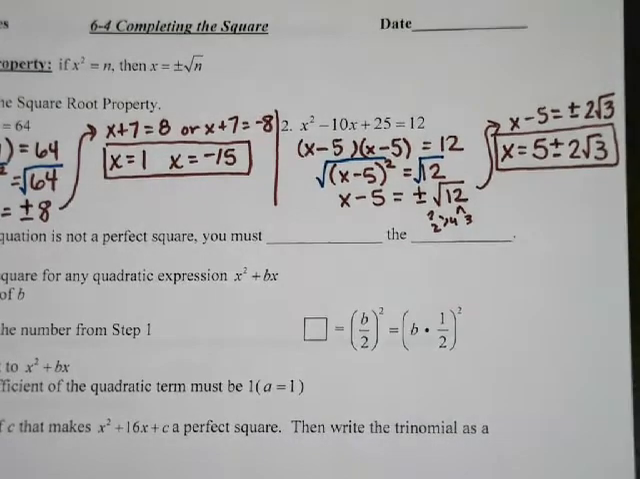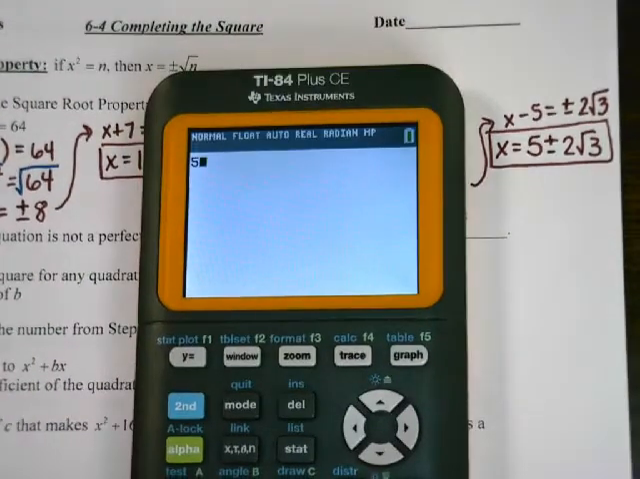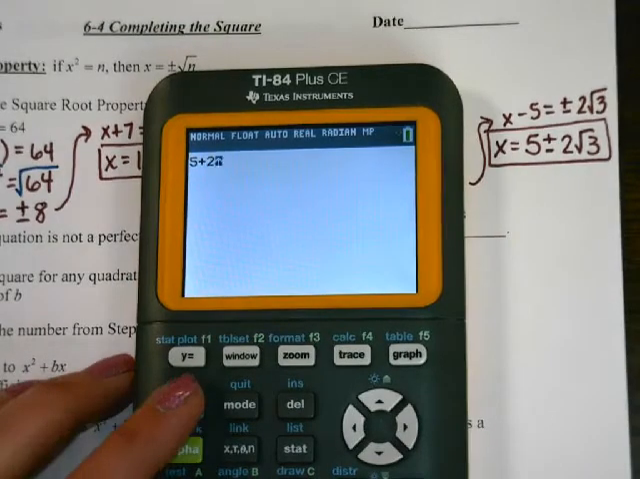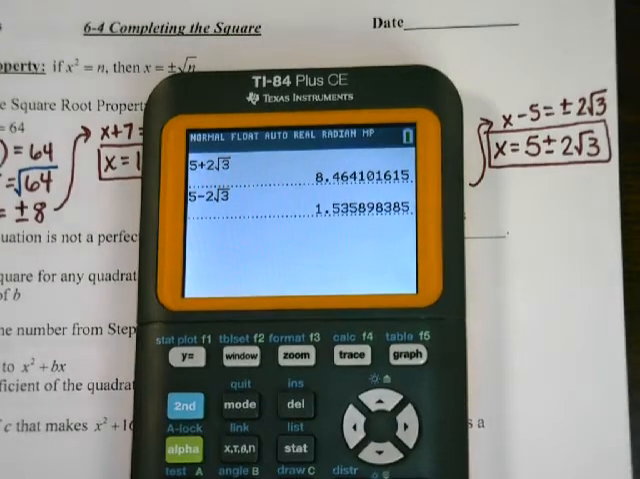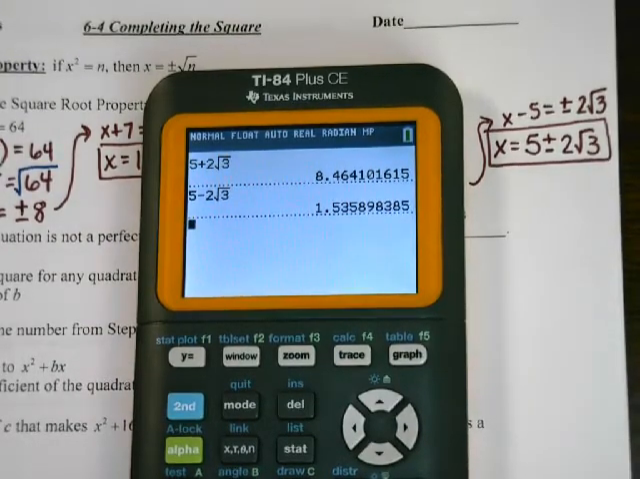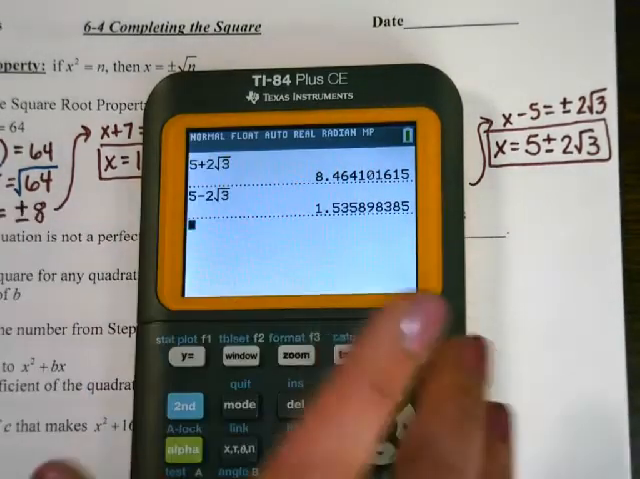Okay, let's do a little investigation with this guy. I want to leave our answer like that, but I just want you to see what's going on. 5 plus 2 square root of 3, essentially, it's like 8.5, right? 8.46. And 5 minus 2 square root of 3 is about 1.5. That means when I graph this guy, I should see him cross about those places. Let's look at the graph.